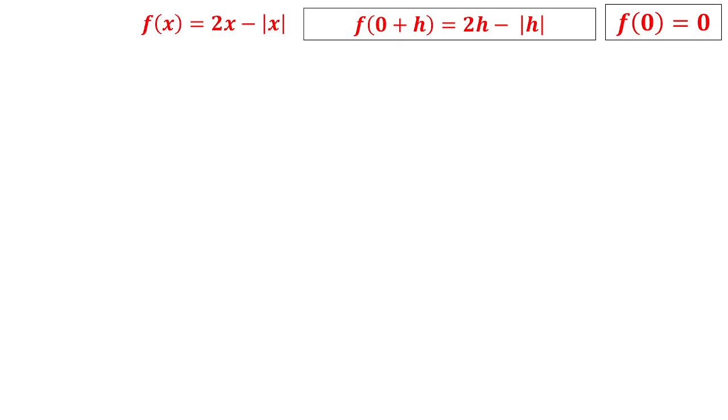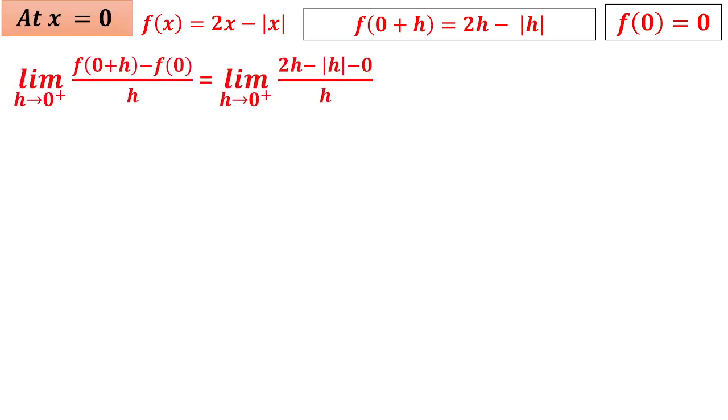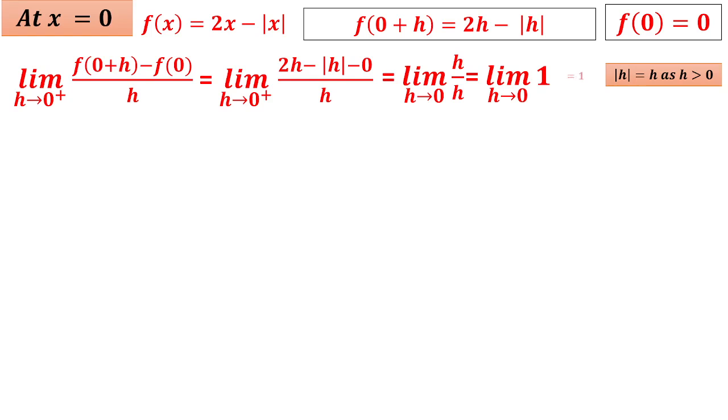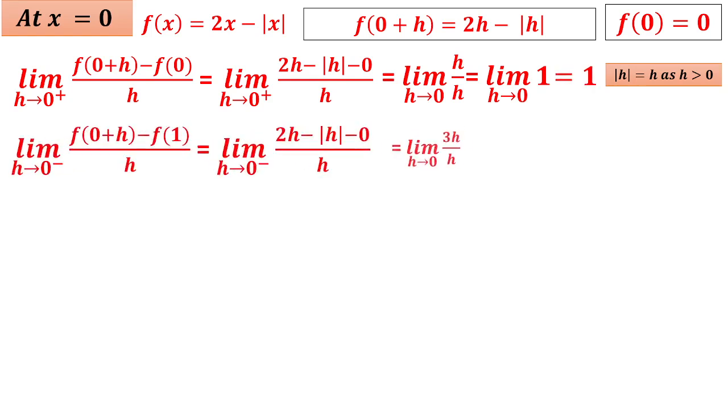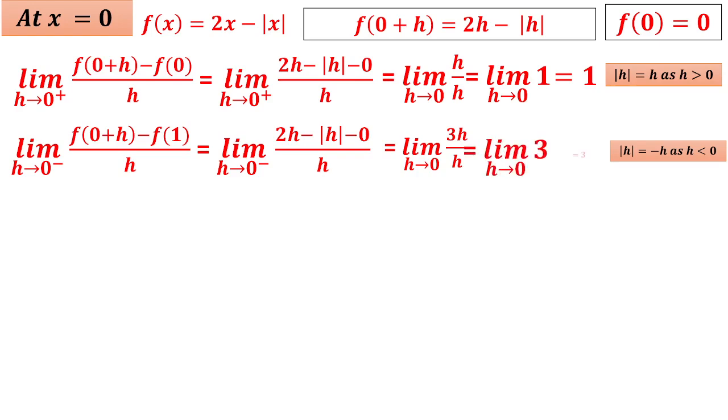Let us check out what will happen at x is equal to 0, the right limit. Here modulus h, where h is greater than 0, is h. Therefore, the answer is 1. When you use the left hand side limit, modulus h will be minus h. Therefore, 2h plus h will be 3h. The answer is 3.